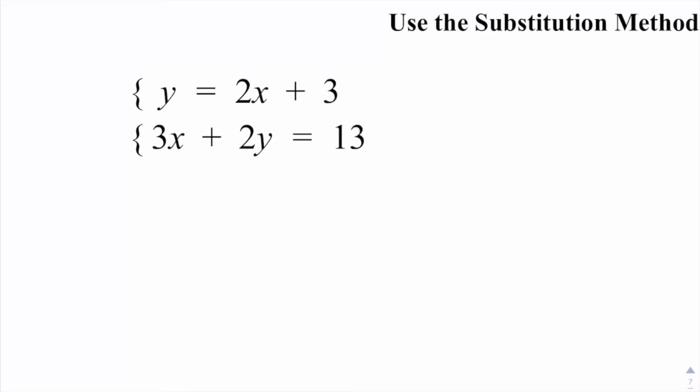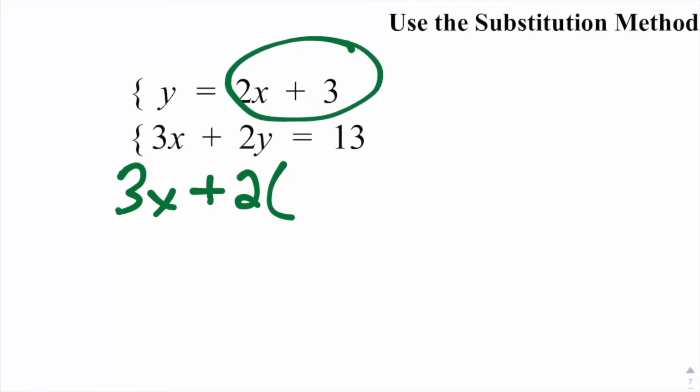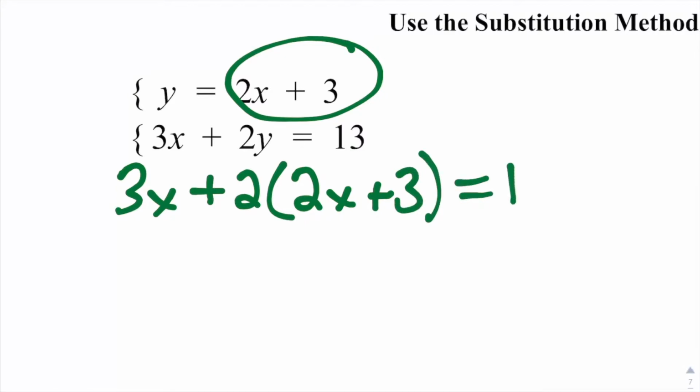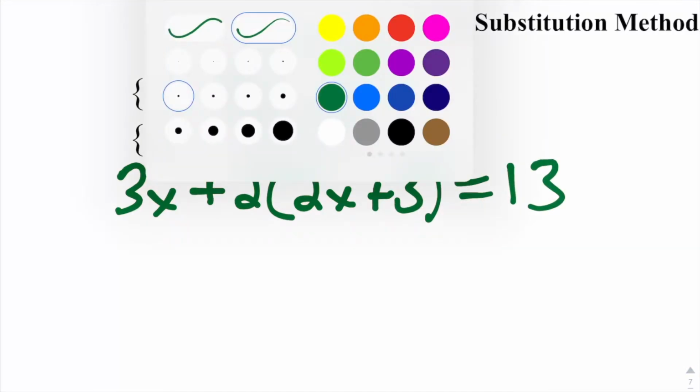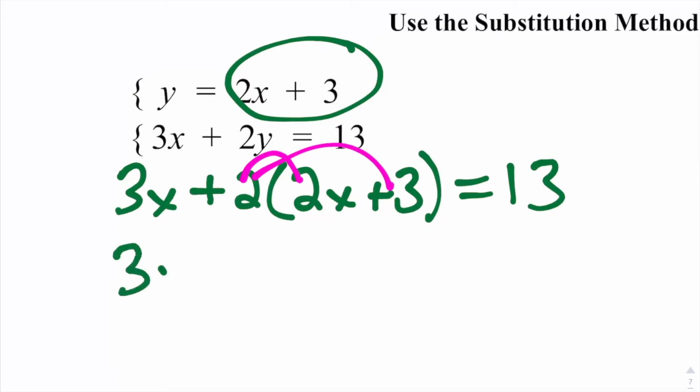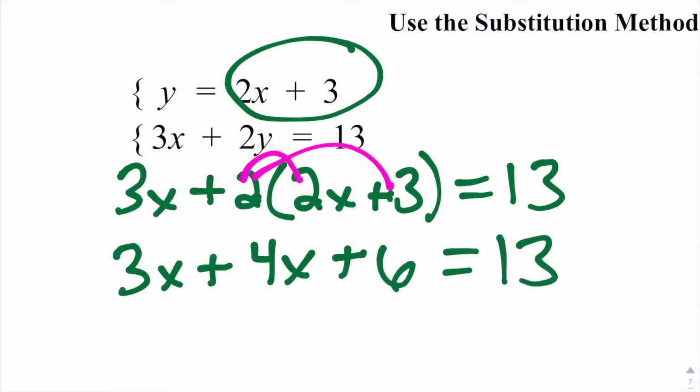All right, so let's plug it in. We have 3x plus 2 and y equals this whole thing right here. So we're going to plug that whole thing in there, 2x plus 3, and then equals 13. Well, now we got to use our distributive property. So we get 3x plus 2 times 2x is 4x plus 2 times 3 is 6 equals 13. Now we must combine our like terms, which are 3x and 4x. So we get 7x plus 6 equals 13.